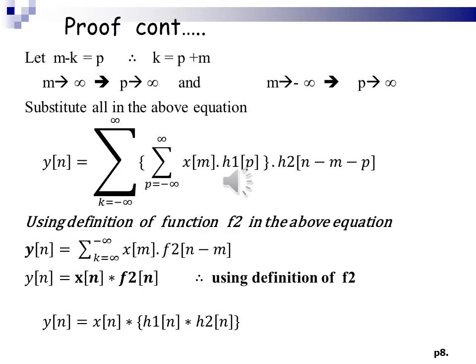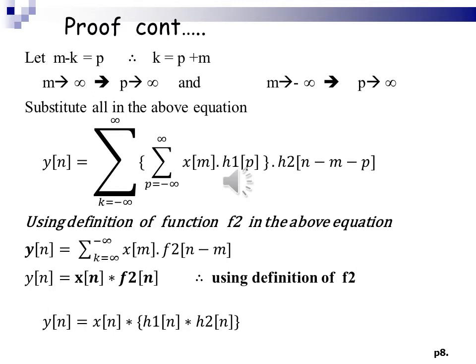Now, in the previous slide we have seen that the output equation y of n is represented with the help of two summations, right? One summation has variable k and another summation has variable m. The summation with variable m has the term x of m into h1 of k minus m. So let's make some adjustments. Let's replace this k minus m term by another variable p. So k will be written as p plus m, or m plus p. As m approaches infinity, p will approach infinity, and as m approaches minus infinity, p will approach minus infinity. It means that there is no change in the limits.